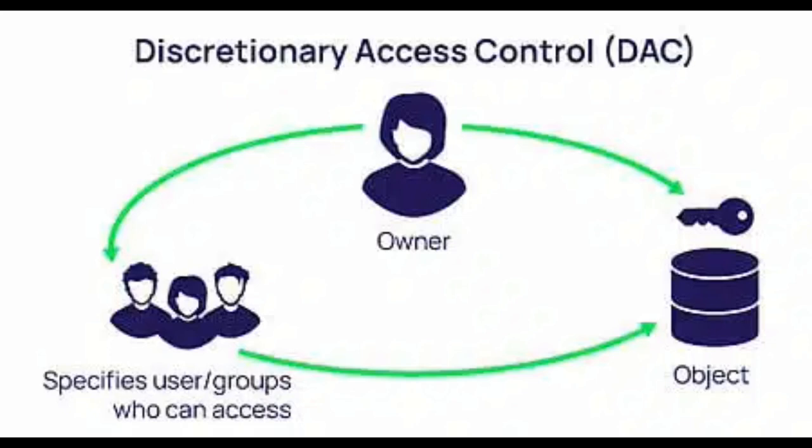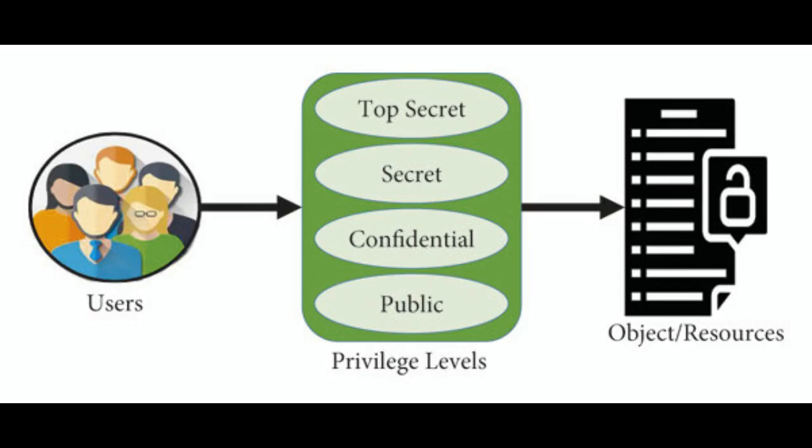Discretionary access control is a type of access control system that allows users to determine access permissions for resources they own. For example, a user who creates a file can choose to grant or deny access to that file for other users. DAC is often used in small or medium-sized organizations where users are trusted to make access decisions for their own resources. Section 5, Mandatory Access Control.